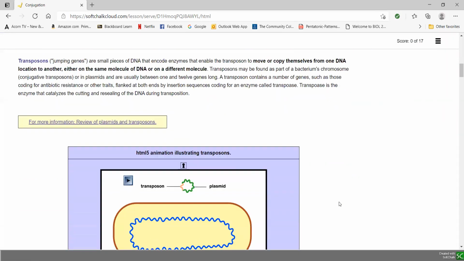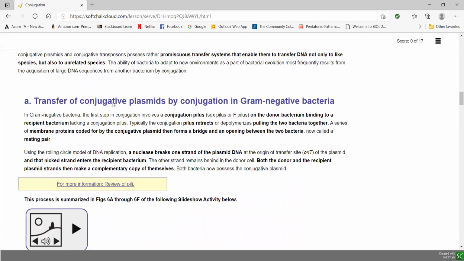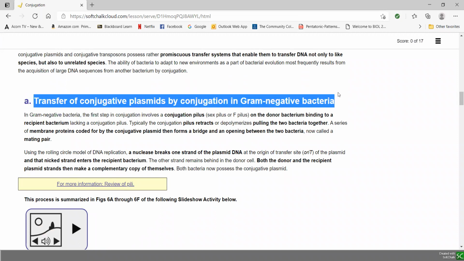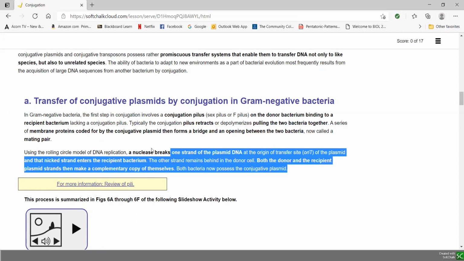If we scroll down now to conjugation in gram-negatives, here's where we can answer objectives 5 and 6. So in gram-negatives, it's going to involve a conjugation pilus, and here's your basic description of the process. Once the mating pair forms, one strand of a plasmid is going to leave the donor bacterium and enter the recipient. Then each bacterium is going to make a complementary copy of the strand that it has, and both bacteria will now have the conjugative plasmid.